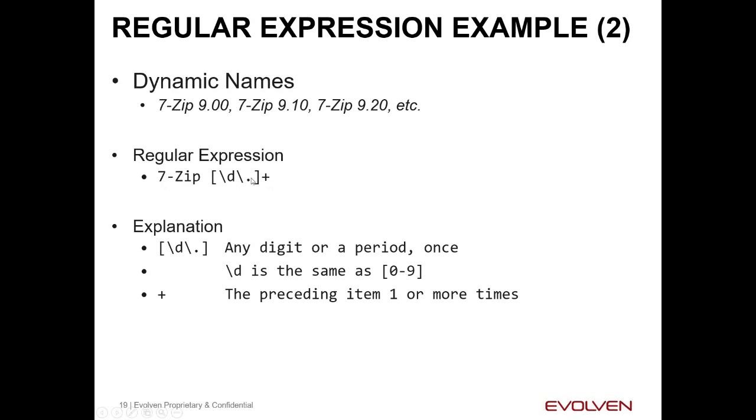It could be 0.143. It could be 9.00. It's really very loose in this case. I've used a fairly simplistic version, but the idea here is that we're simply saying that any combination of numbers and periods, one or more of them, qualify. So even 7-zip 9 would qualify, by the way, or 7-zip period would also qualify. We may not want that, but those would also qualify in this regular expression.